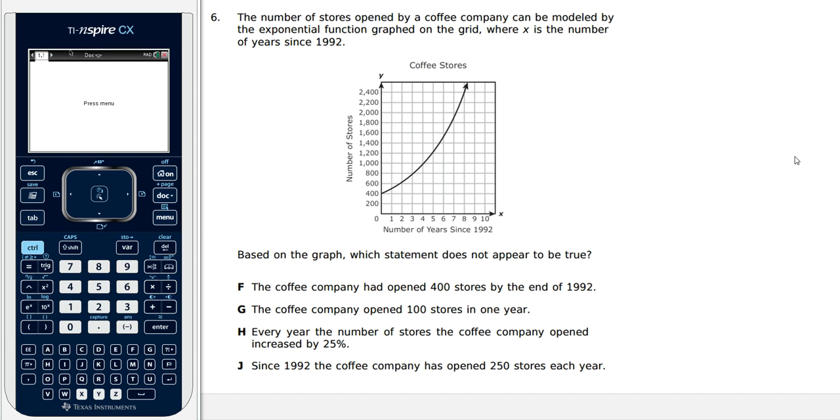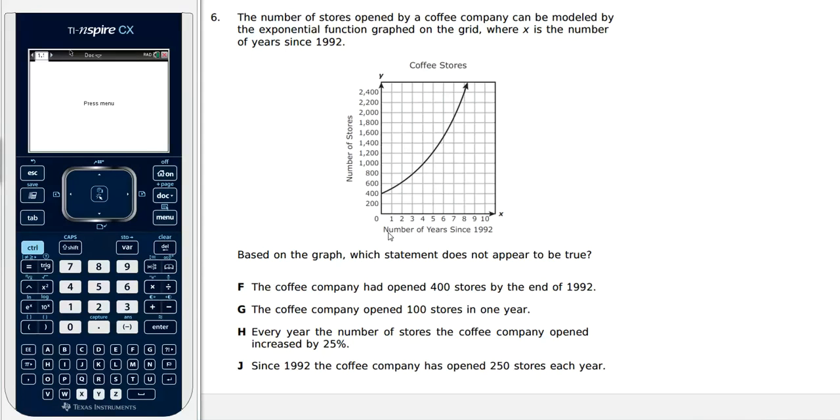Category 5, number 6. The number of stores opened by a coffee company can be modeled by the exponential function graphed on the grid, where x is the number of years since 1992. Based on the graph, which statement does not appear to be true?